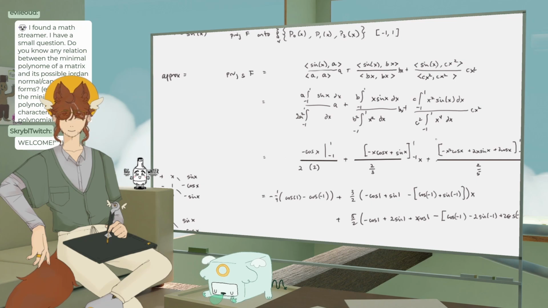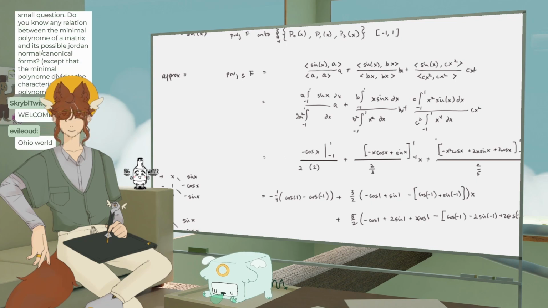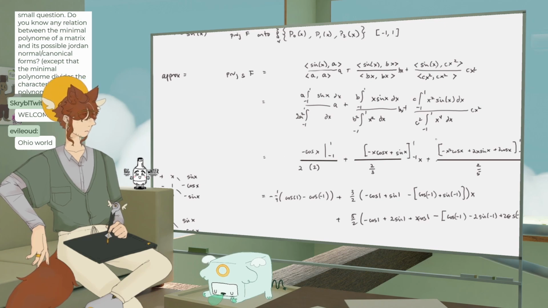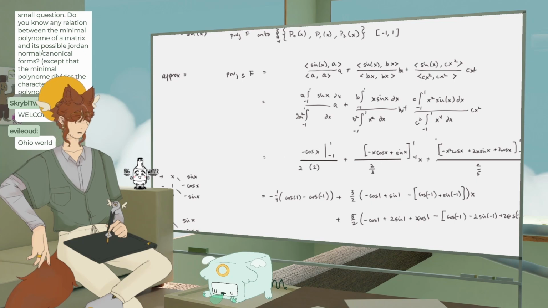I found a math streamer. I have a small question. Do you know any relationship between the minimal polynomial of a matrix and its possible Jordan normal canonical forms? Welcome, Ohio world. Oh, Ohio. The minimal polynomial of a matrix and its possible Jordan normal canonical forms, except that the minimal polynomial divides the characteristic polynomial. So, a little bit of context.